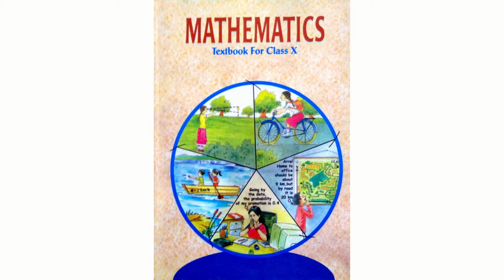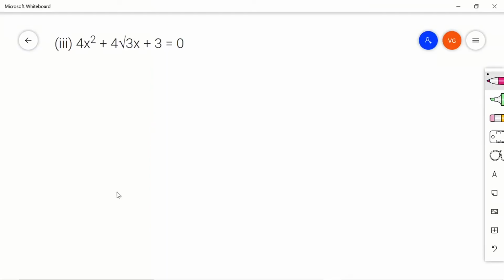I am going to solve CBSE NCERT textbook for class 10 with a detailed explanation for all the chapters. The third quadratic equation given here is 4x square plus 4 root 3x plus 3 is equal to 0. Now we have to solve this quadratic equation to find the two roots using method of completing the square.